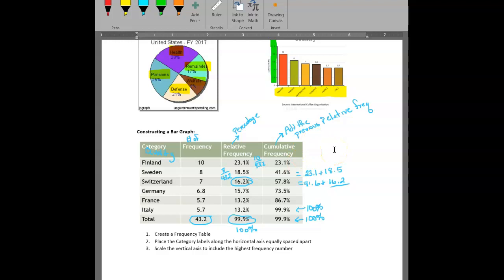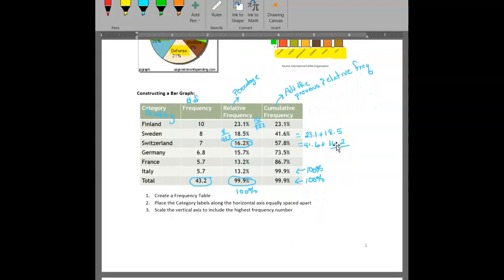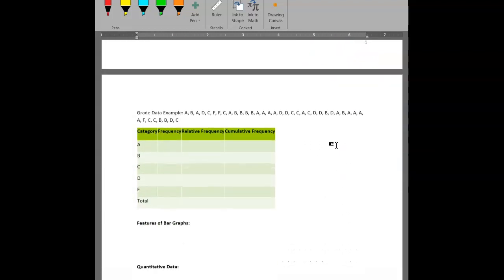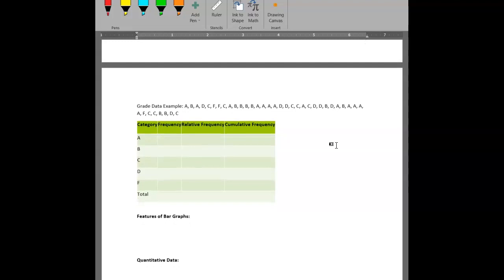All right, so that's how you make a frequency table, so that we can make the bar graph. So we're going to look at this particular example. Let's suppose that these are just student grades for a particular course, maybe it is for an exam, whatever it happens to be. The first thing we want to do is count up how many A's, how many B's, how many C's, how many D's, and how many F's there are. So let's go ahead and do that. And then that will go in our frequency column.